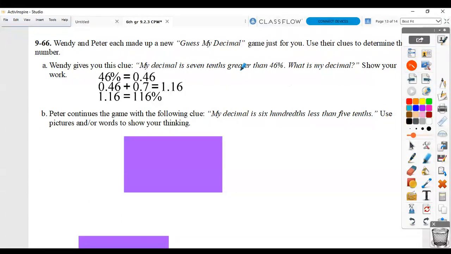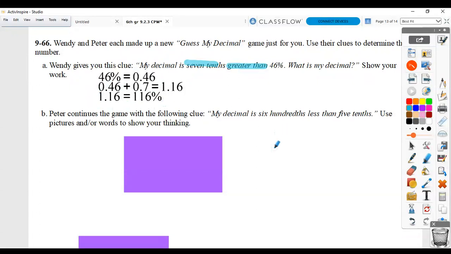And greater than means we're adding it to that value. So we're taking 46 hundredths, we're adding 7/10. So we get 1 16 hundredths for the decimal. Or if they'd asked for the percent, we could change it to that as well.